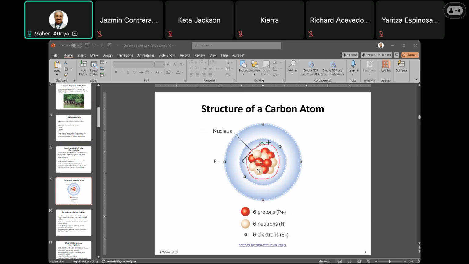So this is the nucleus here. Inside the nucleus, you get the protons, the red ones, positive charge, and the neutrons, the white ones, they have no charge. And outside spinning, those are the negative charge electrons. In an atom, the number of electrons will equal the number of protons. They are equal, a normal neutralized atom.